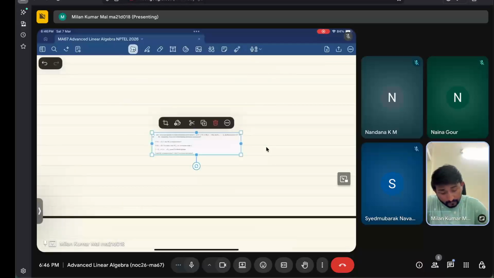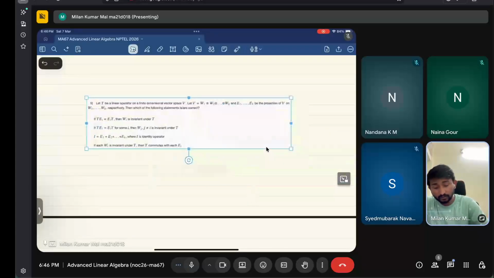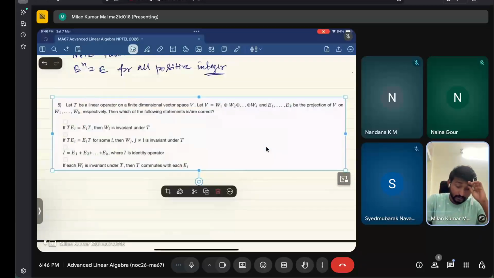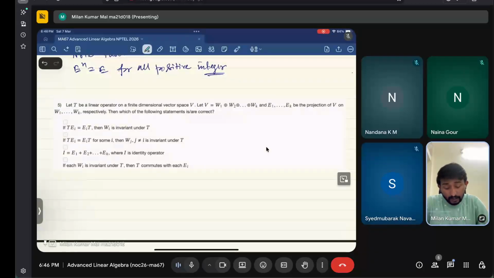So this is something maybe interesting. This problem says, let T be a linear operator on a finite dimensional vector space V, and let V is equal to W1 direct sum W2 direct sum up to WK, and E1, E2, up to EK be the projections of V on W1, W2, up to WK respectively. Then which of the following statements is or are correct? So this will also be very interesting.